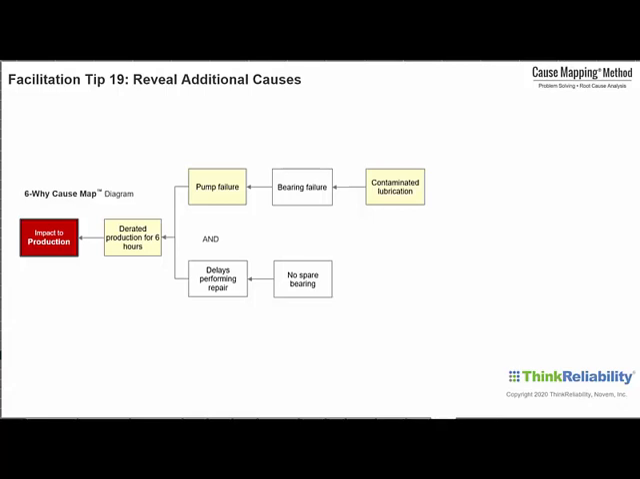So again, not a lot of magic sauce there. I'm assuming that was extremely underwhelming. But the 3 questions to help reveal causes in your cause map diagrams are why, how, and what else is required to produce this effect.